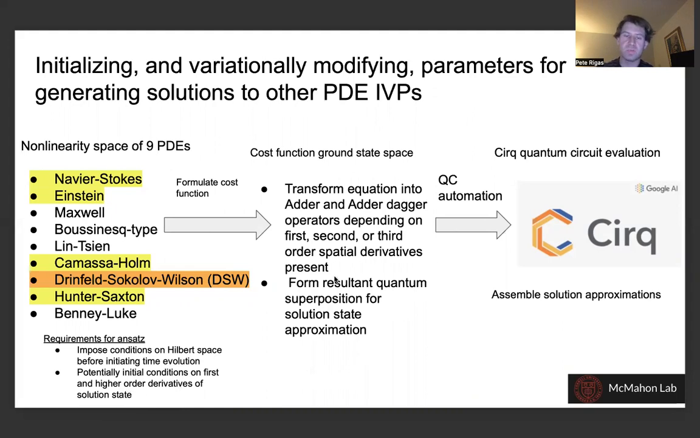in which we transform the partial differential equation with adder and adder dagger operators, depending on the order of the spatial derivative that appears in the partial differential equation itself. And we form a resultant superposition state to approximate the solution. And we can perform our quantum circuit automation by making use of the open source Cirq that's provided by Google Quantum AI for assembling our solution approximations.